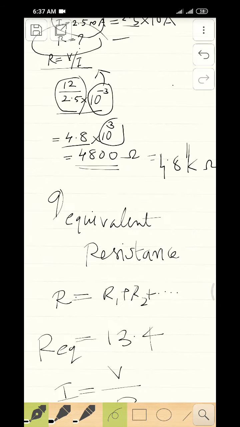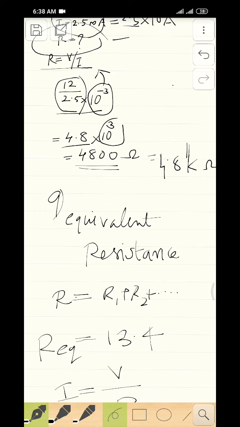Now come to the 9th question. The question is that a battery of 9 volt is connected in series with resistors of 0.2 ohm, 0.3 ohm, 0.4 ohm, 0.5 ohm and 12 ohm. How much current would flow through the 12 ohm resistor? So we can see here we are following the series connection of the resistors.